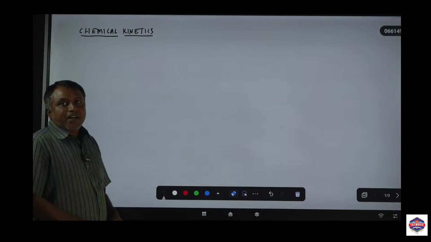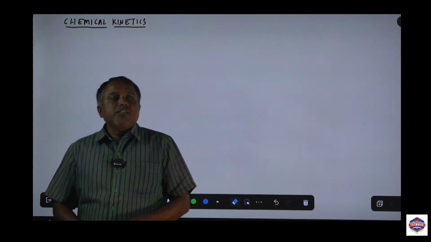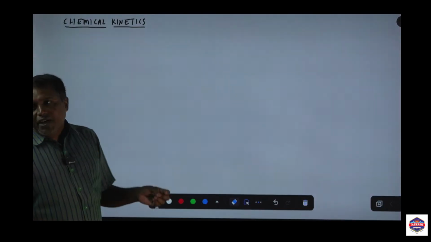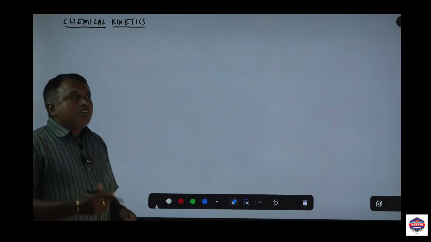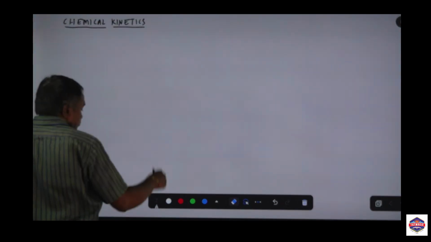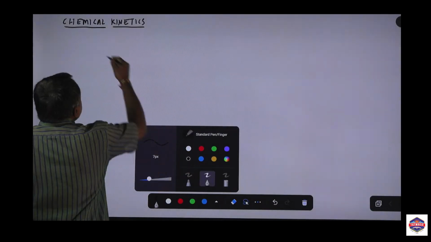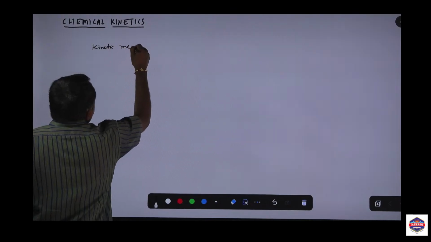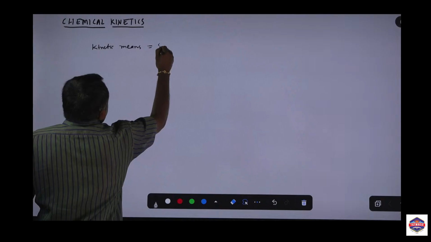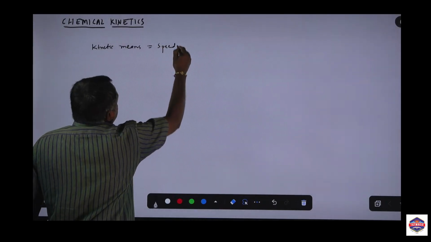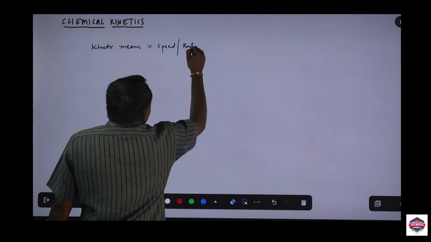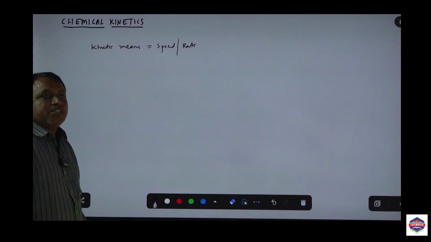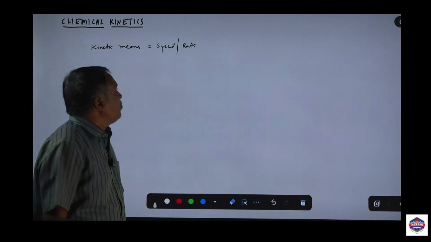So what is this chemical kinetics? Kinetic means velocity. So this particular chapter is representing the velocities of chemical reactions or speeds of the chemical reactions. So kinetic means speed or rate of reaction, speed or rate. Therefore this particular chapter is explaining speeds of chemical reactions or rates of chemical reactions or velocities of chemical reactions.